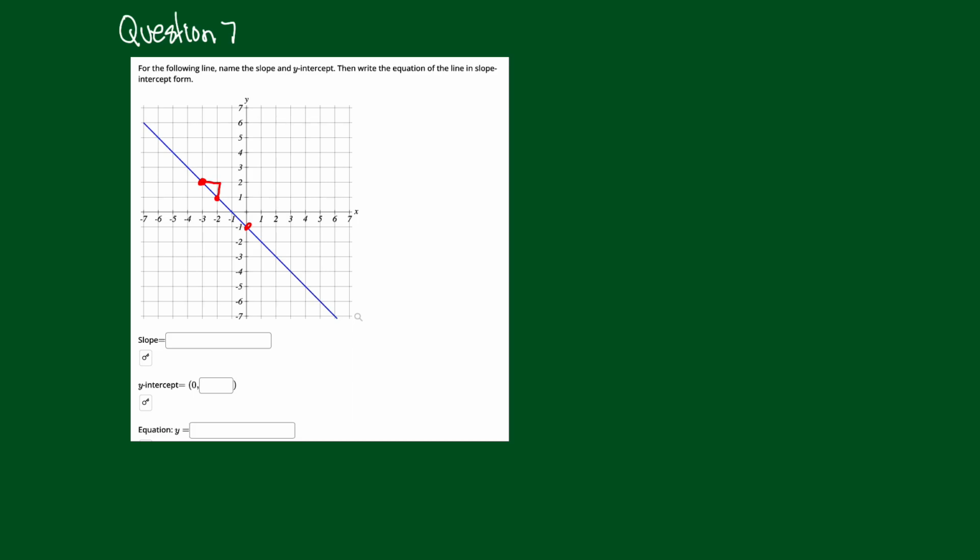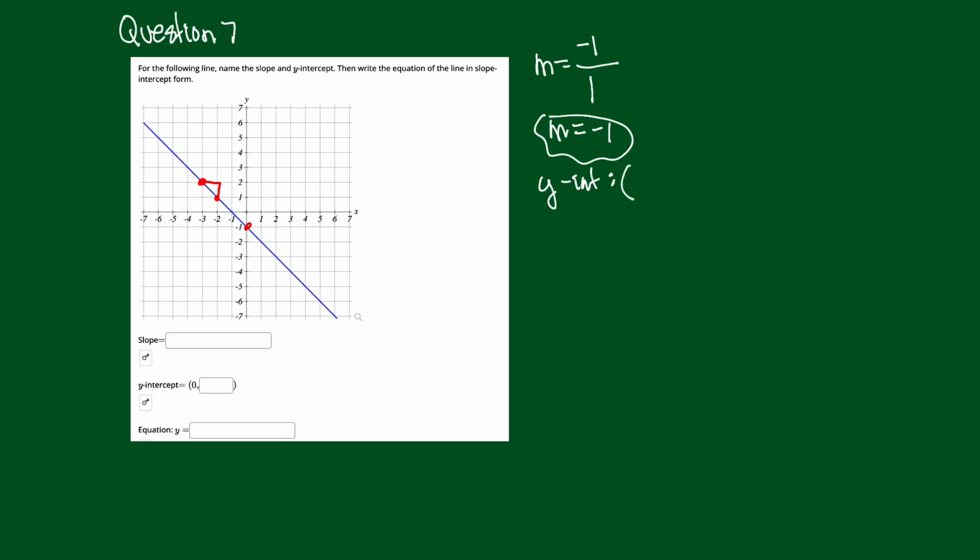So the slope is going to be, over one, to the right one, and then down one. The over goes on the denominator, the down and up goes on the top. So the slope is -1. We write that so it's readable. The slope is -1. And the y-intercept?